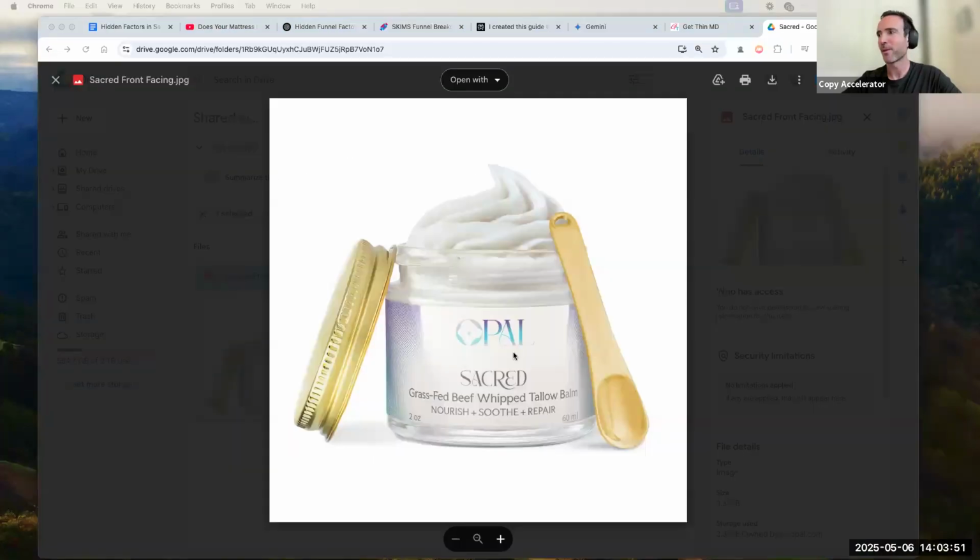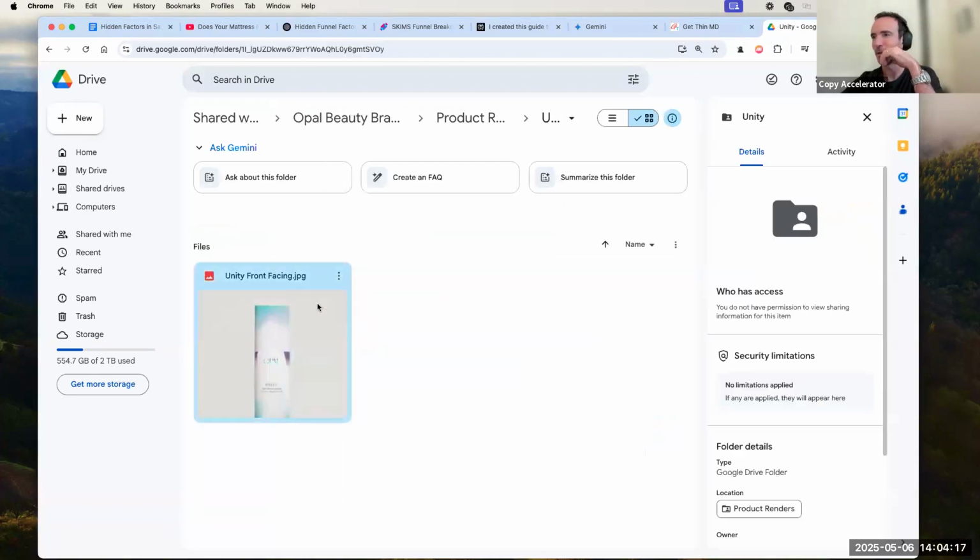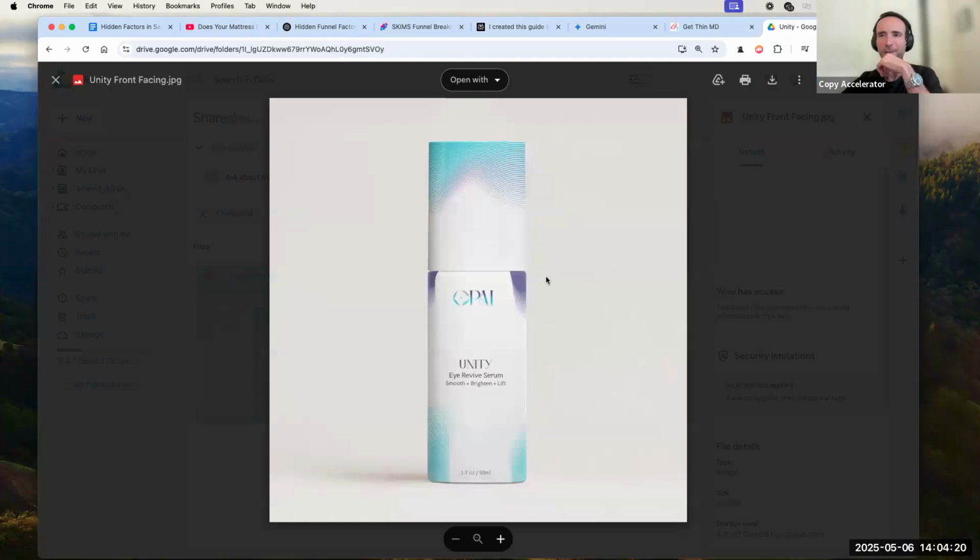Very cool. So we've got a grass-fed beef whipped tallow balm. I actually want to add a vanilla bean with it too, which is really important. That's on the label, I just noticed this is a render. But this tallow is amazing. I've been using it. I went through my whole jar, then my wife got hers after mine, so I started using her jar, and now we go back and forth. Then there's our Unity eye serum, which is a totally different formulation. To me, that's such sexy packaging. We've got really nice branding on it, good brand assets, all that.